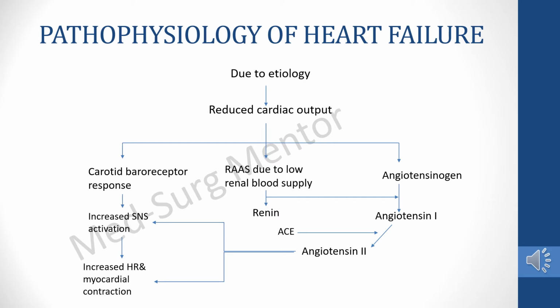At the same time, due to the reduced cardiac output, kidneys are also receiving low blood supply. Due to this reason, the renin-angiotensin-aldosterone mechanism gets activated. In this stage, kidneys produce renin, which converts angiotensinogen to angiotensin 1. Then angiotensin converting enzyme converts angiotensin 1 to angiotensin 2. Angiotensin 2 is a potent vasoconstrictor.